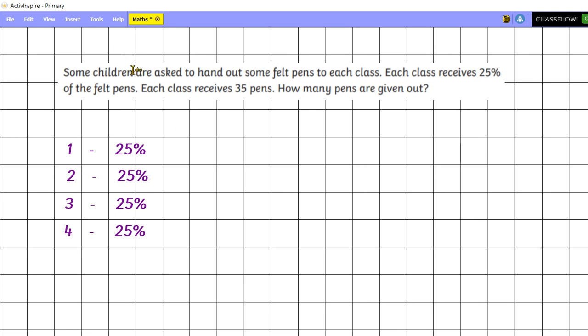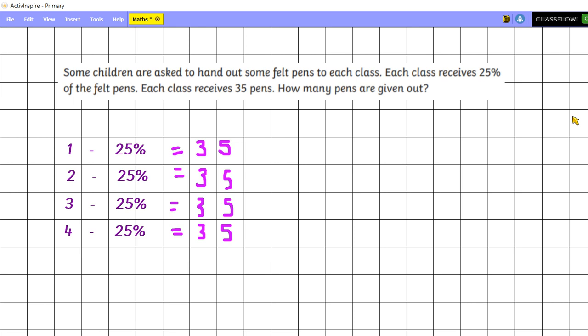It then says each class receives 35 pens. So this is class 1. Okay, so class 1 have got 35. Yeah? Each class have also received the same amount. So class 2 have received 35. Class 3 have received 35. And finally, class 4 have also received 35 pens. Okay? So if they have received that amount of pens, how many pens were given out in total?